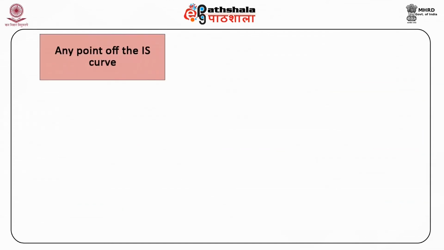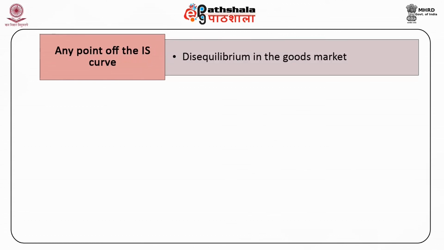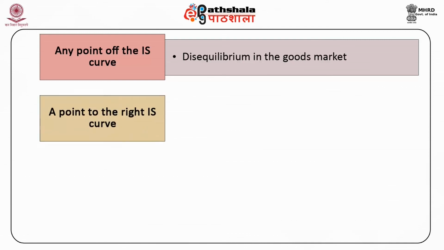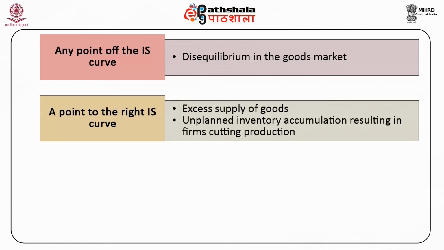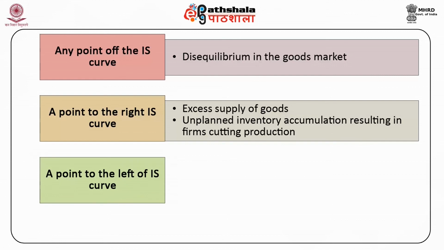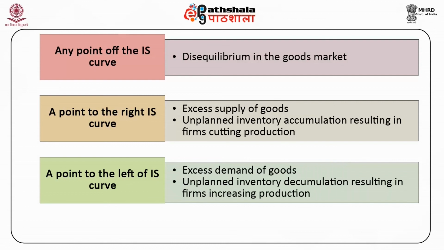Any point off the IS curve indicates disequilibrium in the goods market. A point to the right of the IS curve indicates excess supply of goods. This results in unplanned inventory accumulation, resulting in firms cutting production. A point to the left of the IS curve indicates excess demand for goods. This results in unplanned inventory decumulation, resulting in firms increasing production.